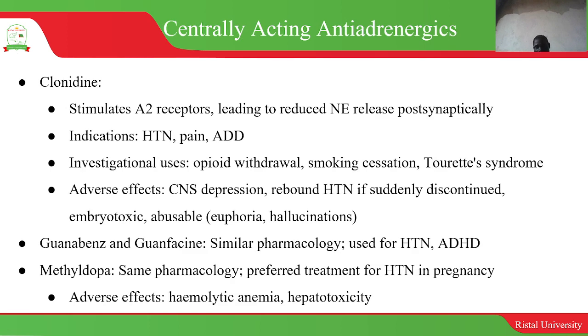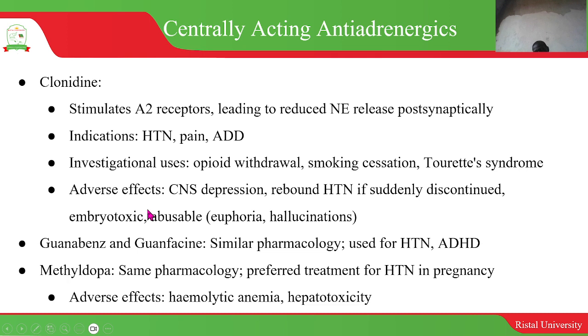Let's look at the centrally acting antiadrenergic drug, which is clonidine. Starting with clonidine, this one stimulates alpha 2 receptors, leading to reduced norepinephrine release from the synaptic cleft. Indications: hypertension, pain, and also ADD, attention deficit disorder. Investigational use, we said opioid withdrawal, smoking cessation. So these ones can help someone who is trying to withdraw from opium or smoking cessation, or what we call Tourette syndrome.